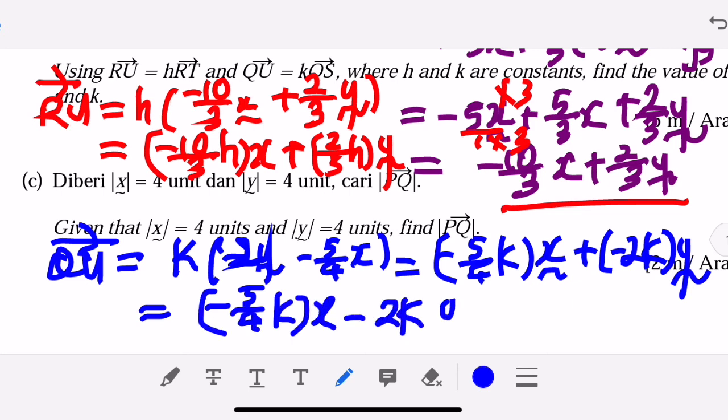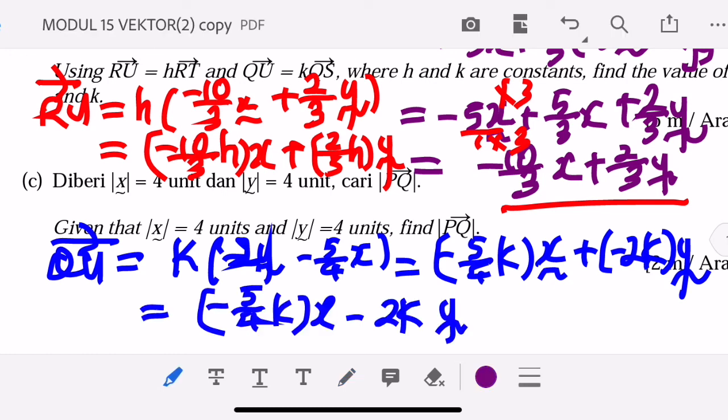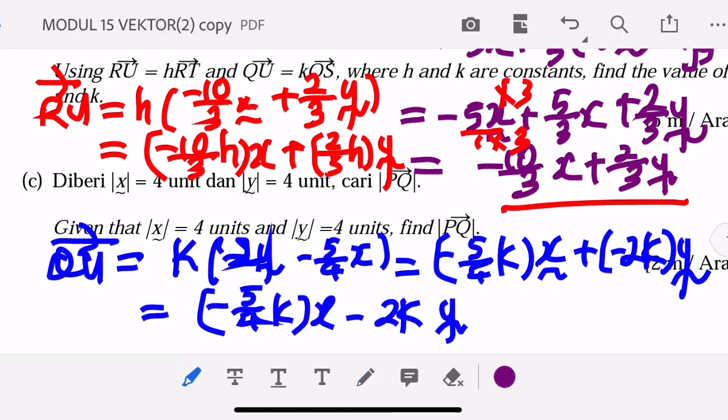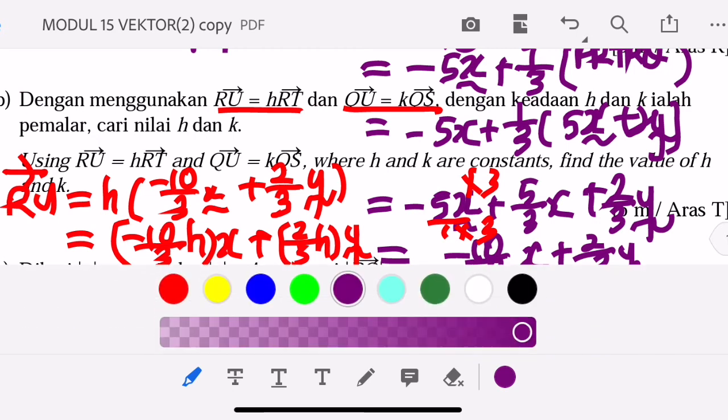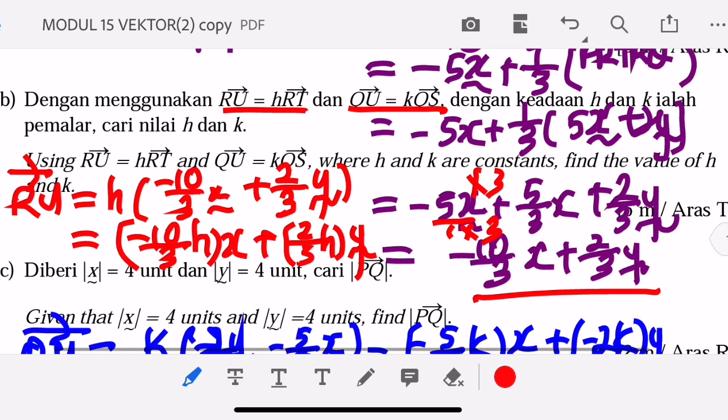Alright, understand? So for vector, we always write the answer in order with the x followed by y, and make sure it is in simplest form. So we can write the answer like this: negative 5 over 4kx minus 2ky, and make sure you write carefully and double check there is no careless mistake for vector.